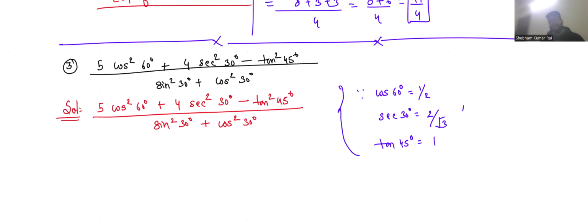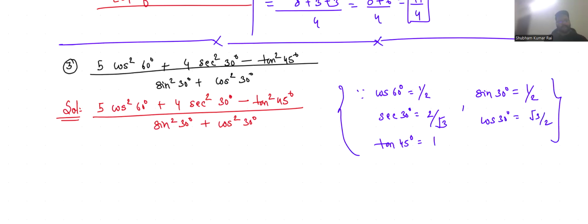So now we are having sine 30. What is the value of sine 30? That is 1 by 2. And the next one is cos 30. So cos 30 is what? Cos 30 is root 3 by 2, right? So these all are the trigonometric ratios of angles that we have got. Now we will substitute the values in this.